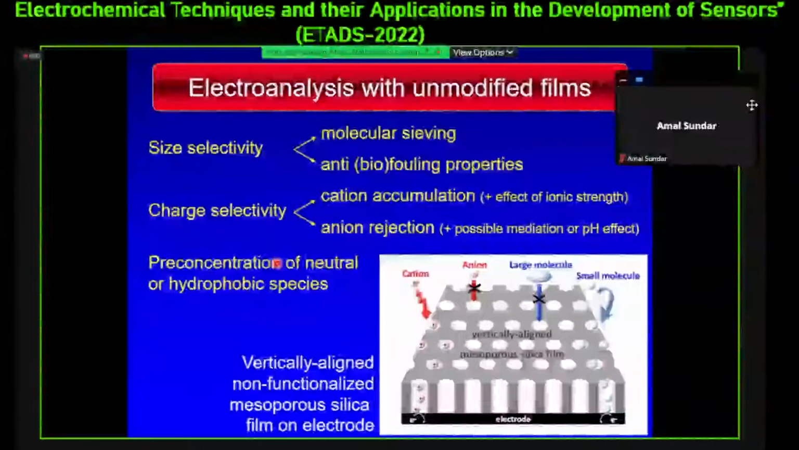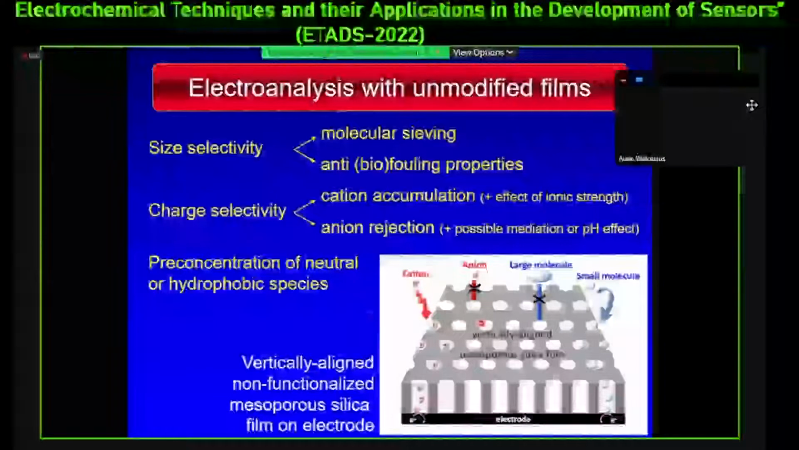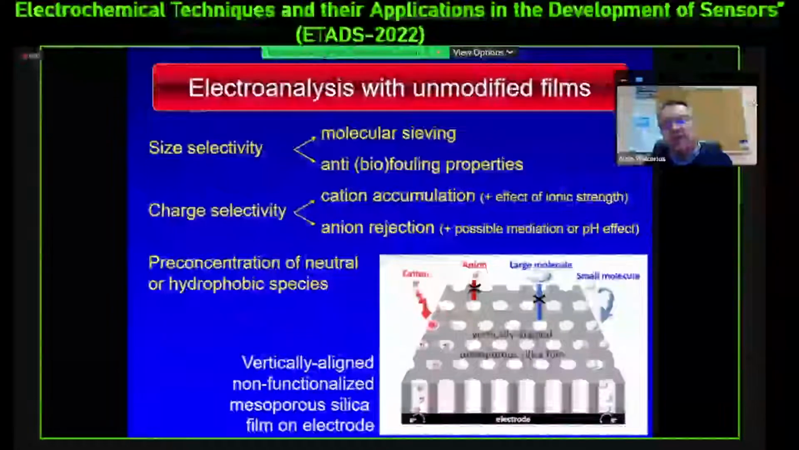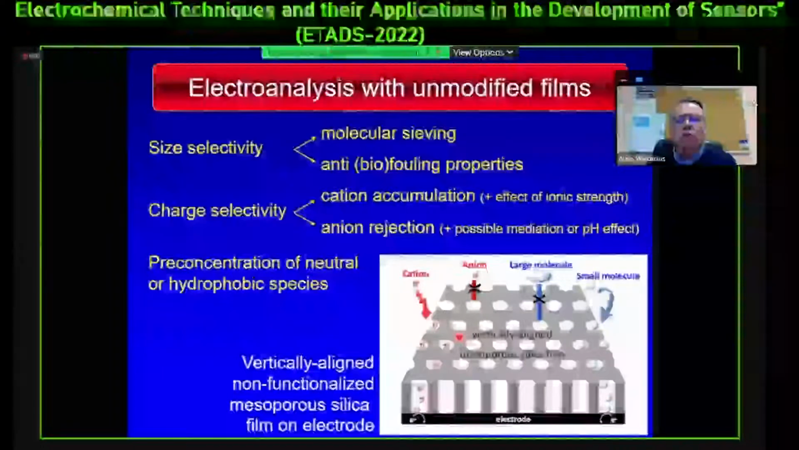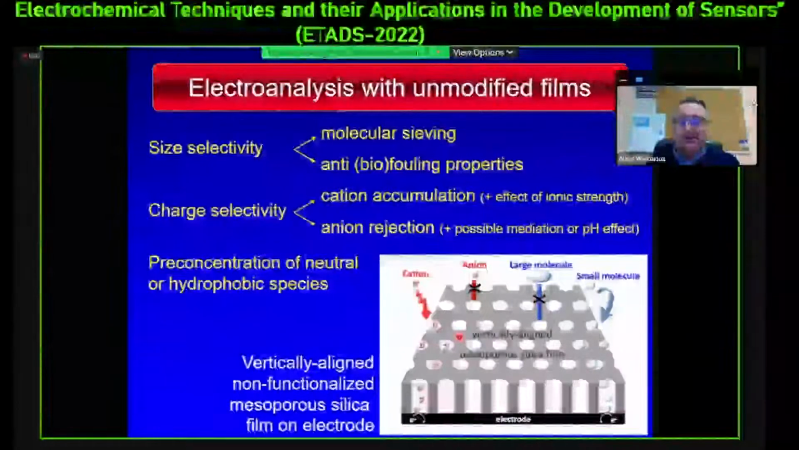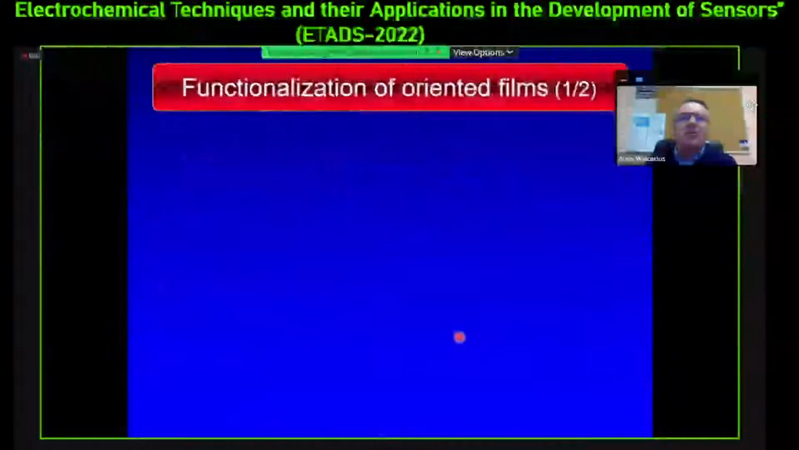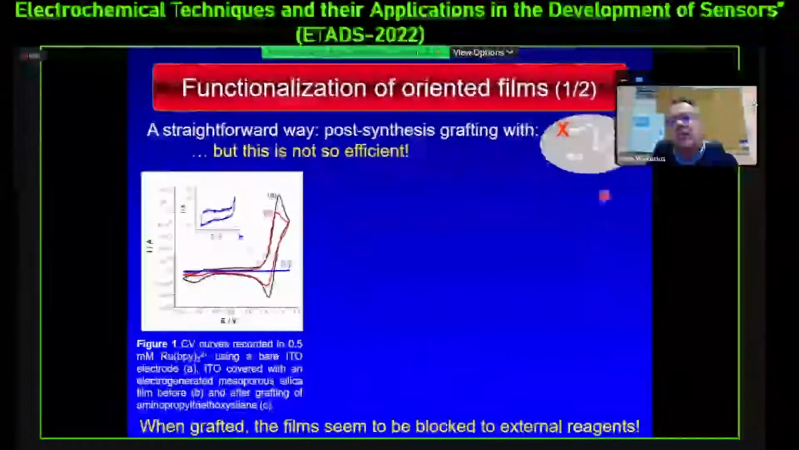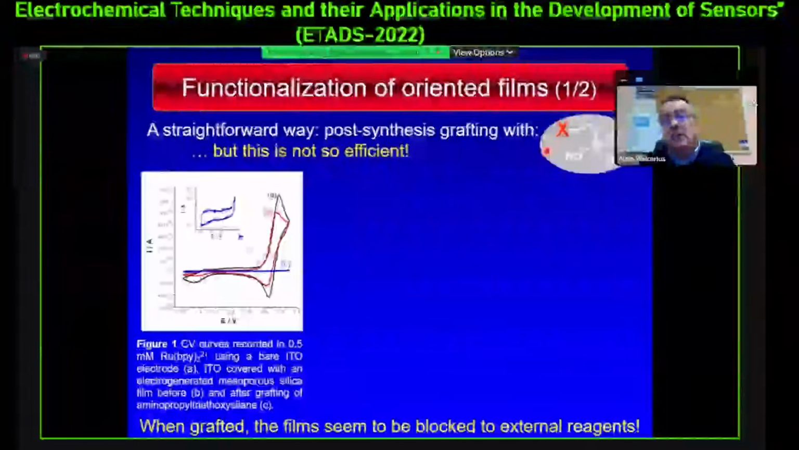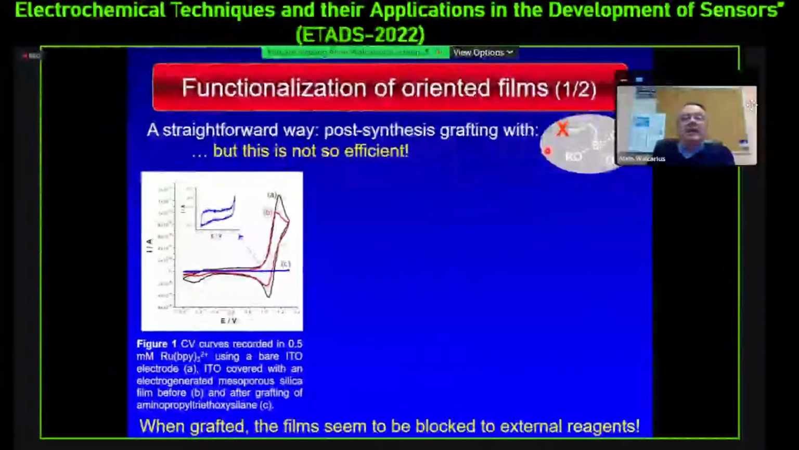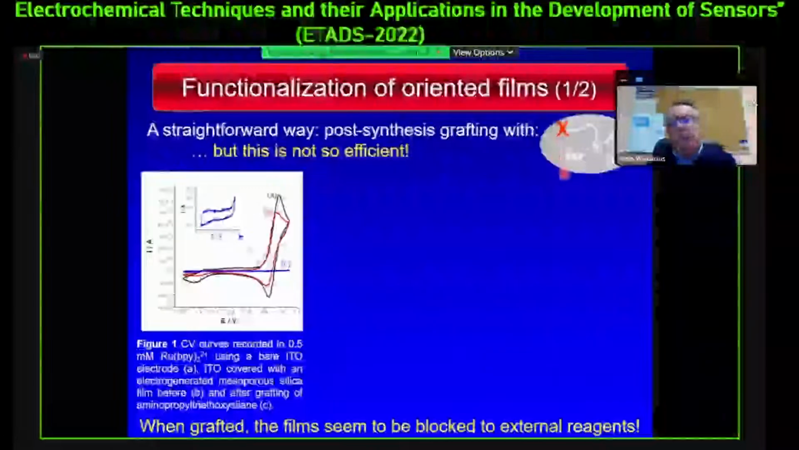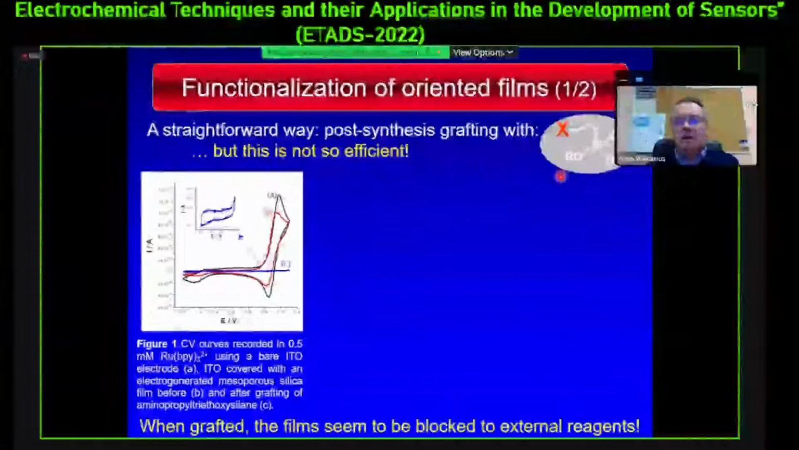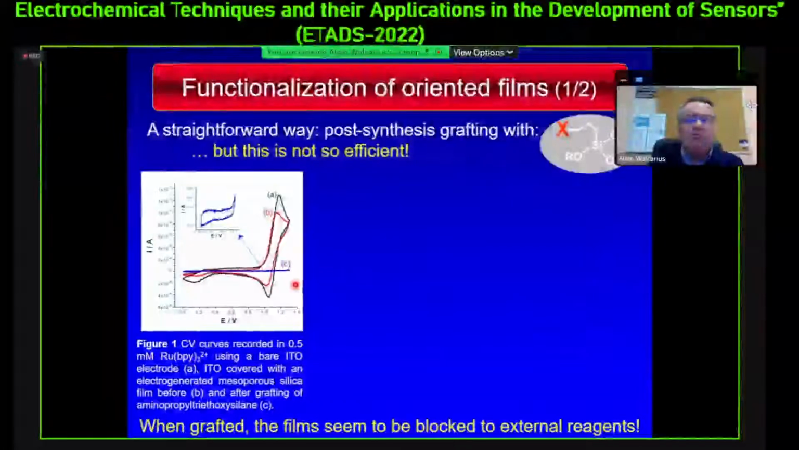So the next step is, could we be able to modify and to functionalize the internal space of this membrane to enlarge the extent of possible applications? And when we think about functionalization of silica, we think about using organosilane reagents which can be grafted on the silica or in the porosity of a porous silica material. And this can be used for almost any kind of silica materials, except for these films.